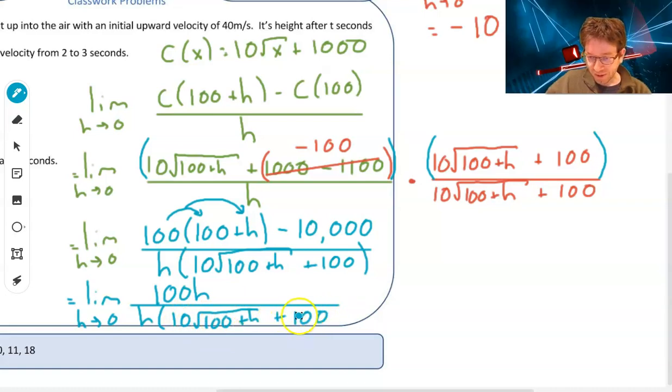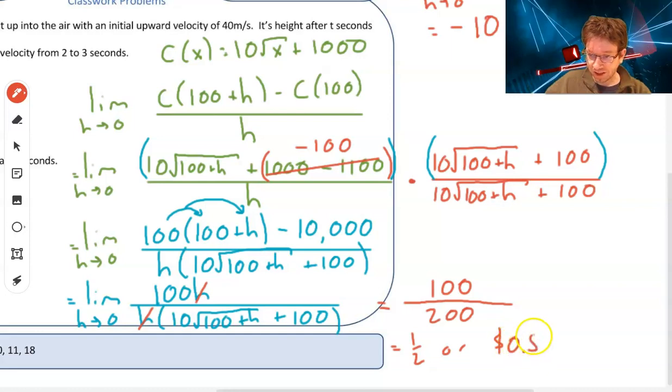And you might be able to see where I'm going with this, because now I can cancel out that h. And if h approaches 0, this is going to approach 0. So we have 100 all over 10 times the root of 100, which is 10. So 10 times 10 is 100, plus 100, so 200, which equals a half, or $0.5. So it costs $0.5 to make each calculator once you've made 100 calculators.